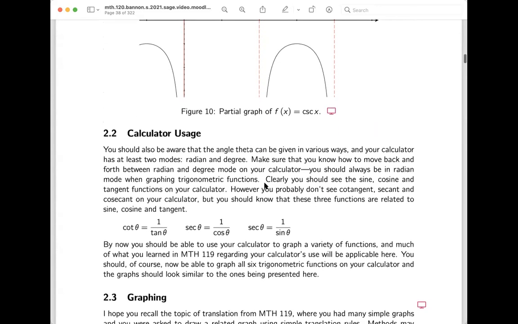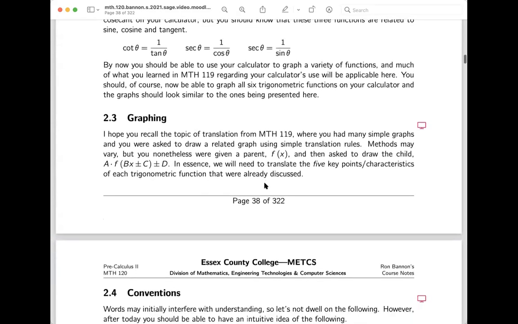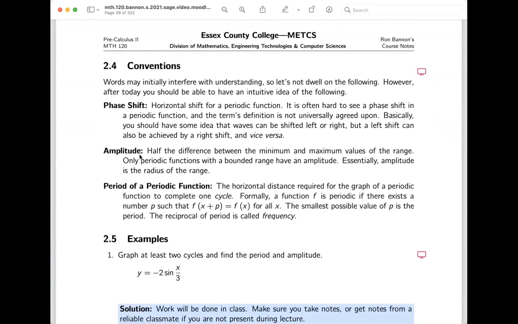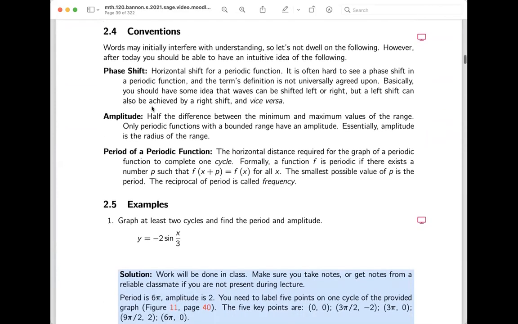We did talk a little bit about using calculators. For the most part, our graphs are going to be done by hand. All right. Some of the conventions that we have, I want to point out the ones that we're going to focus on: amplitude and the period of these periodic functions. Phase shift is sometimes hard to detect. I'm not going to say it's terribly important at this point, but the bottom line is waves can be shifted around left or right.